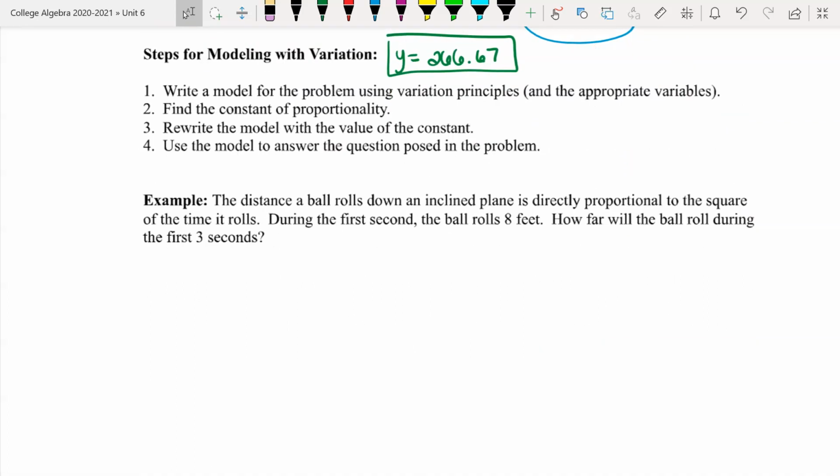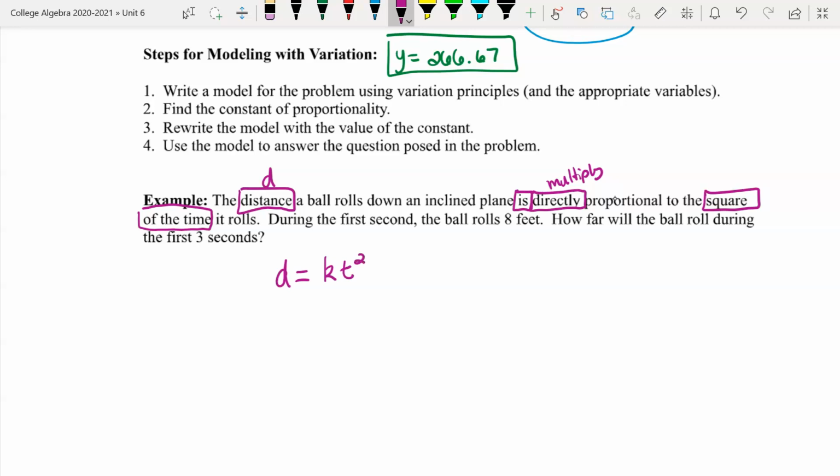It says the distance a ball rolls down an inclined plane is directly proportional. So you see that keyword, is? That's going to be your equal sign. So the distance, so I'm going to say D, a ball rolls down an inclined plane is, so equals, directly is a keyword. That means I'm going to multiply. Proportional to the square of the time it rolls. So square of the time. All right, so distance D equals K, and I'm multiplying by T squared because it's time squared.